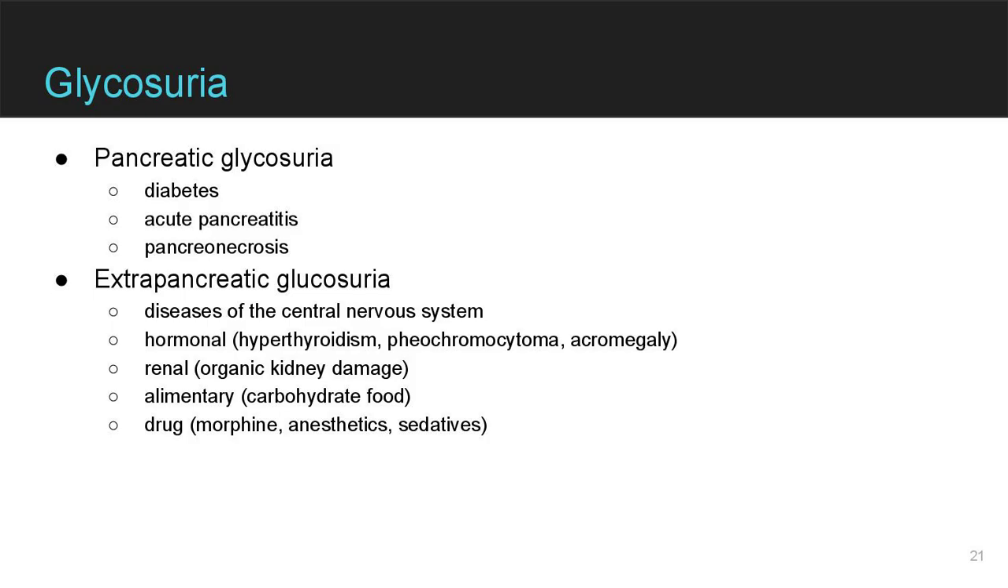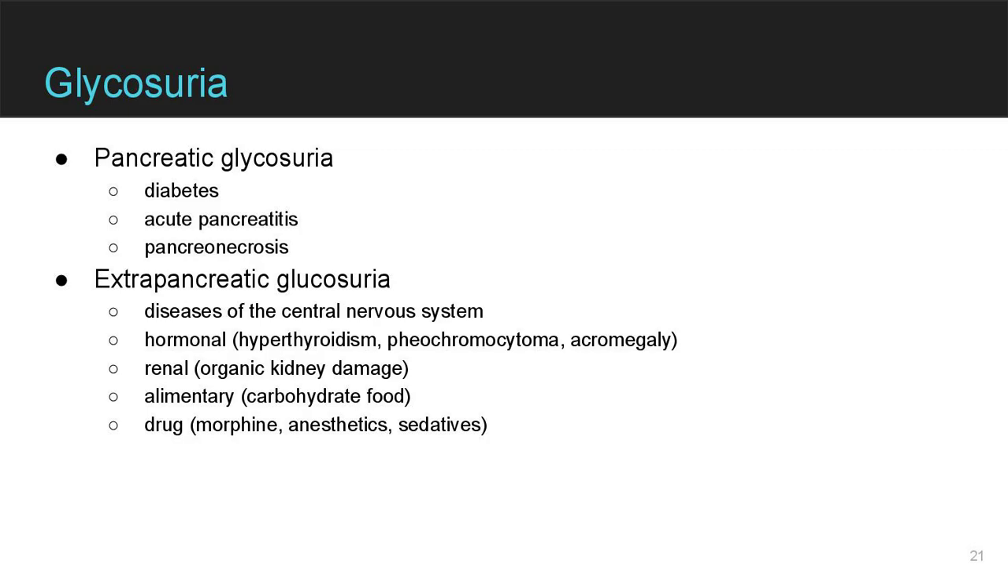The second reason of glycosuria is extrapancreatic glycosuria. That means some problems which are not related to the pancreas, and these are diseases of the central nervous system. Some molecules like some hormones can induce production of glucose.